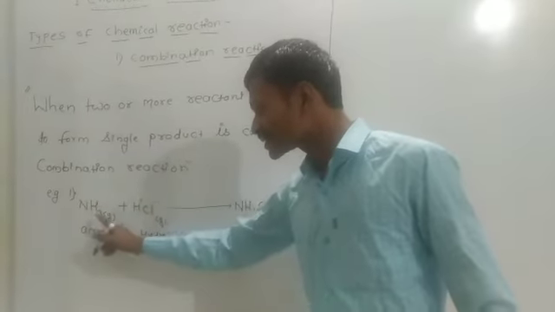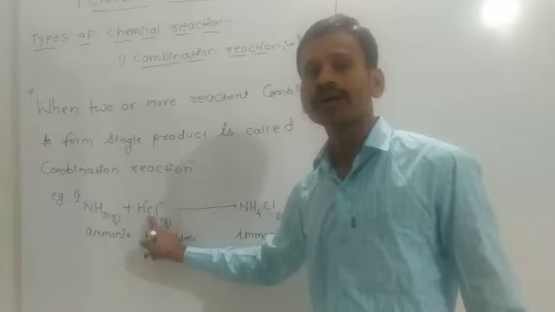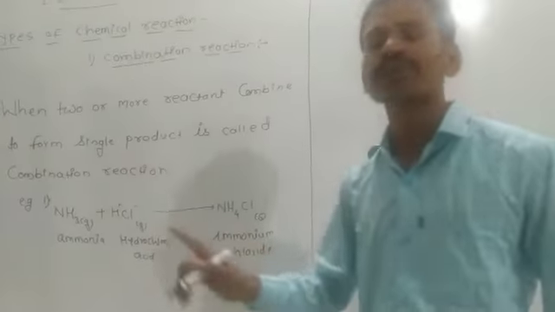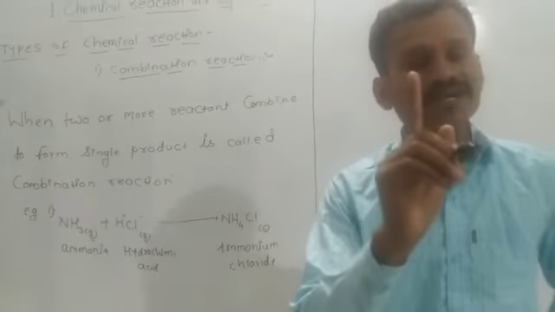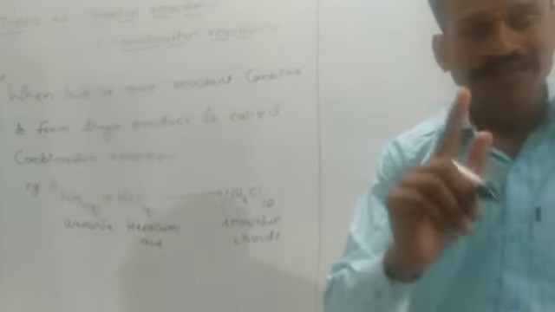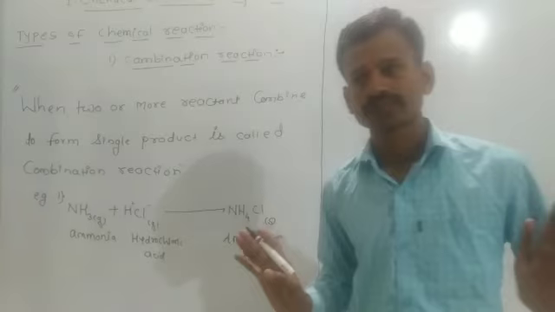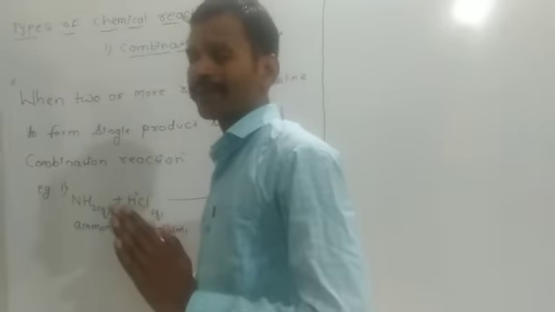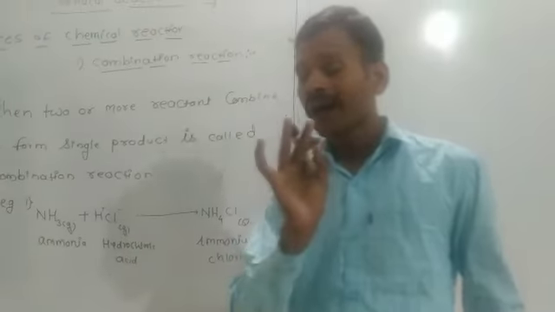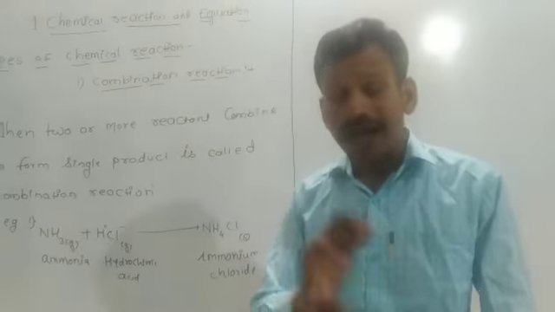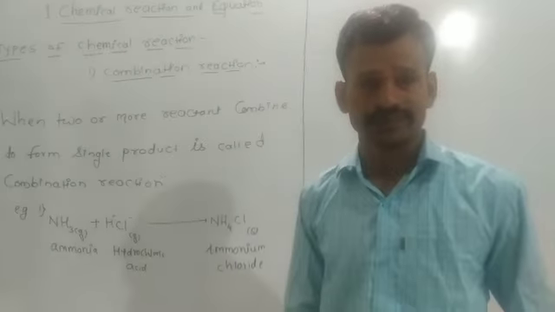Because in this reaction, the two reactants combine and only one single product is formed. That's why this is a combination reaction. We know that. This is the first example. After this, we have a second example.